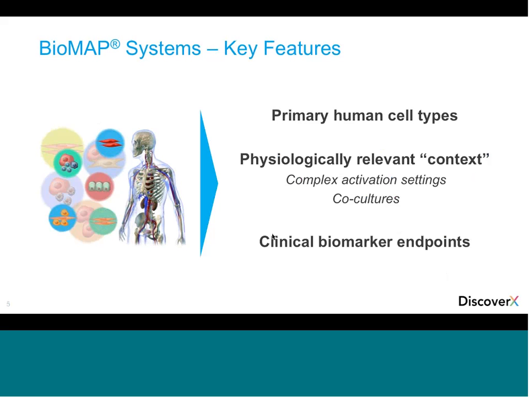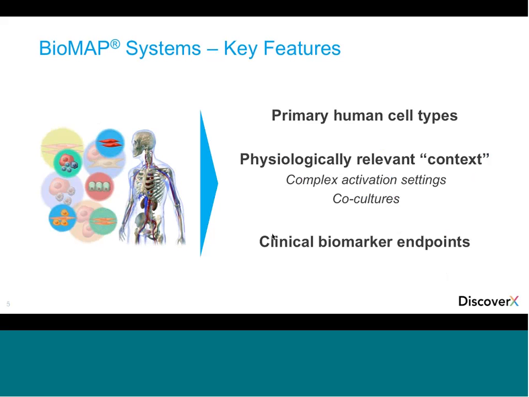The key features of the assay systems, as I mentioned, primary human cell types. Why primary cells? These are the closest you can get in vitro to the human tissue. We put these cells into physiologically relevant context, and what I mean by that is that we put them in complex activation settings where we add in the factors to mimic the tissue or disease biology, to better mimic how a patient is going to respond.